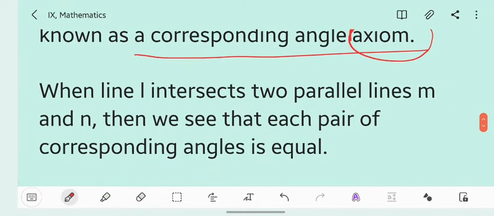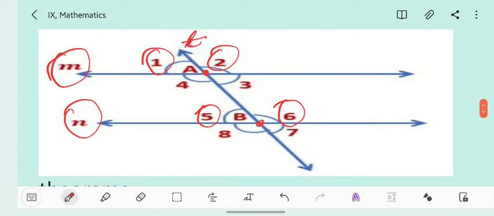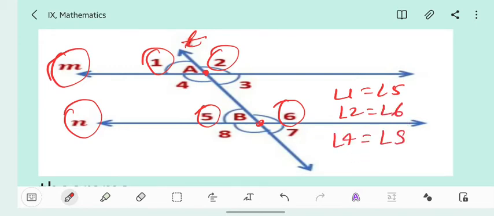So when line L intersects two parallel lines M and N, each pair of corresponding angles is equal. From the diagram, angle 1 equals angle 5, angle 2 equals angle 6, angle 4 equals angle 8, and angle 3 equals angle 7. These pairs of angles are equal to each other when M is parallel to N.